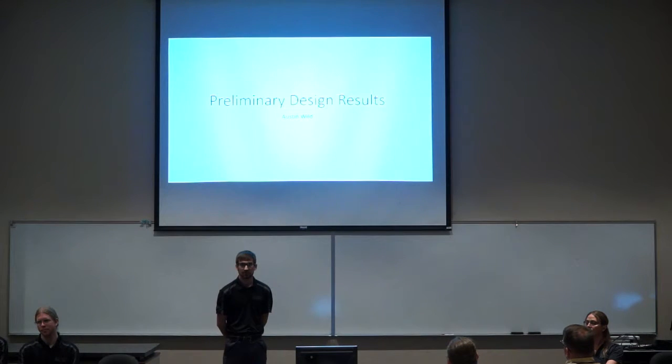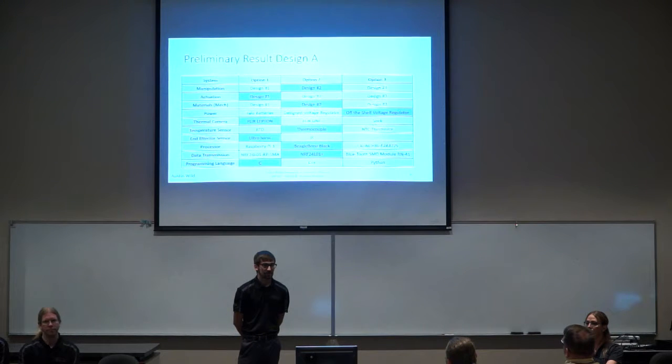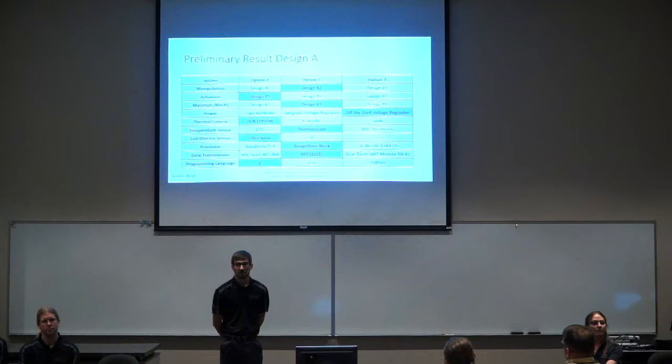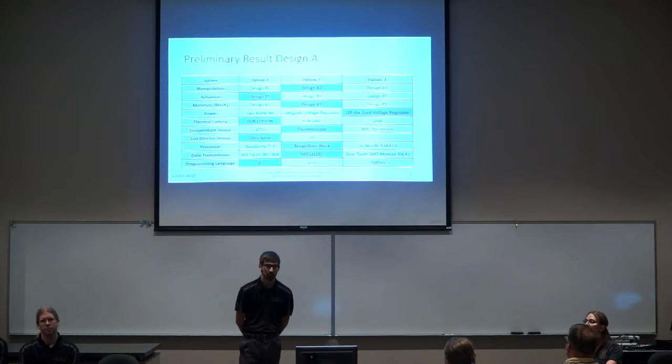I'll now speak about our preliminary design results. This is our first preliminary design, our preliminary design A. For each of our systems, we came up with 3 different design options and chose the best path based off the decision matrix. Highlighted in dark gray is the path we have chosen for design A, and we determined these components or systems by use of a decision matrix, which we will go into more depth on throughout our presentation. And these gray blocks represent the first choice based off our decision matrices.